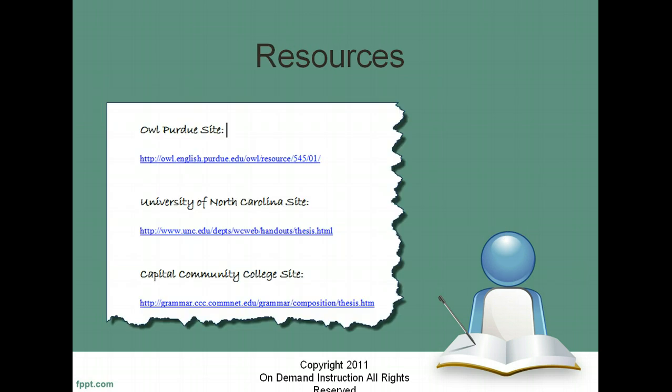Here are a couple of great resources if you would like to look further into thesis statements. OWL Purdue, University of North Carolina, and Capital Community College have 3 useful sites with explanations, examples, and resources to help you. Save these sites for later use.